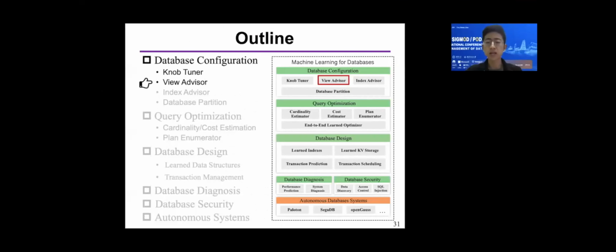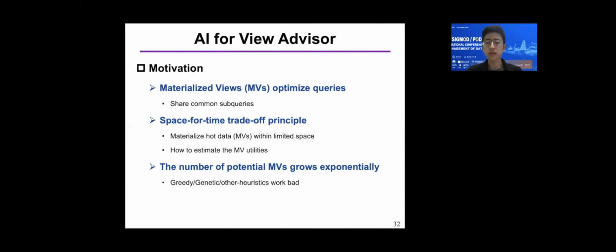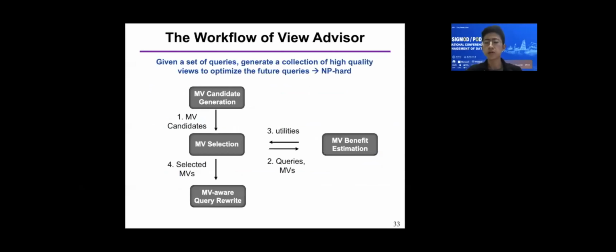Next, I introduce View Advisor. View materialization is rather important in DBMS, which utilizes views to improve the query performance based on the space-for-time trade-off principle. However, it's hard to automatically generate materialized views for ordinary users. Traditional methods rely on DBAs to generate and maintain materialized views. Unfortunately, even experts cannot handle large-scale databases.